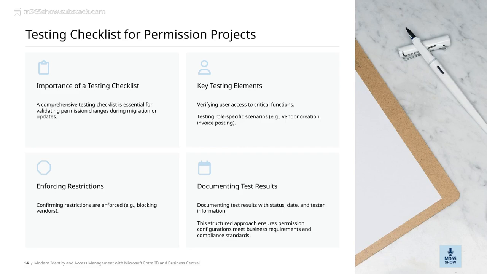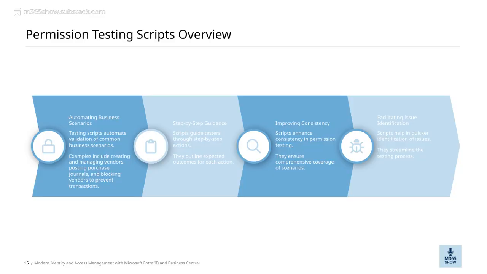In this slide, we're looking at the overview of permission testing scripts. These scripts are really valuable because they help us identify issues more quickly. Instead of going through manual testing every time, scripts streamline the entire process, saving us time and effort. They also play a key role in ensuring consistency. When multiple testers are involved, scripts help maintain the same testing approach across the board, making sure we don't miss any scenarios. This comprehensive coverage is crucial for thorough permission validation.